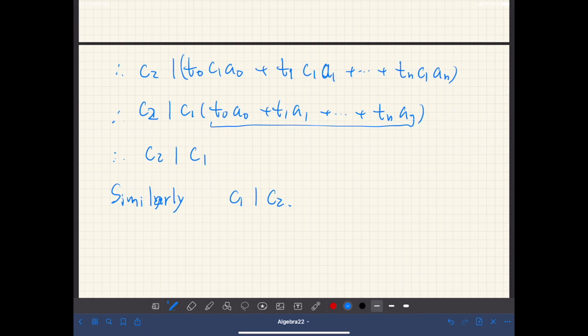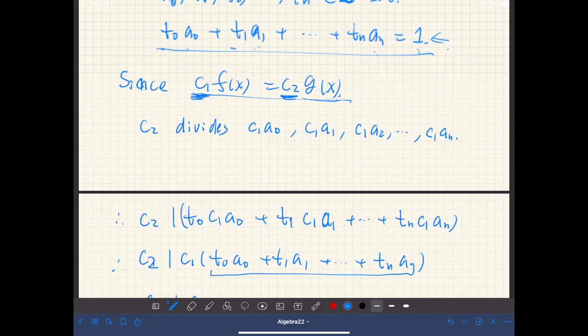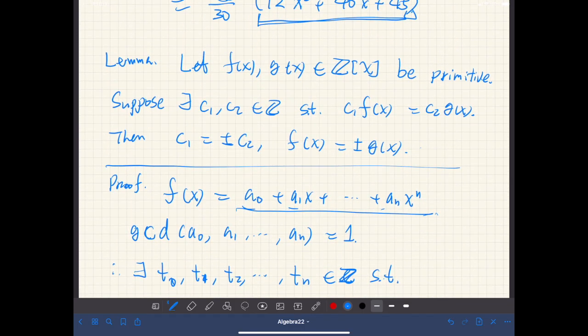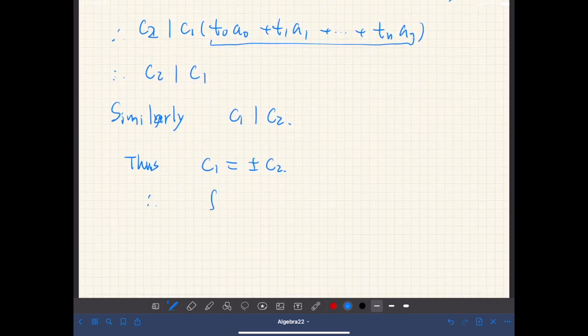Therefore we have C1 is equal to plus or minus C2. And if we substitute this into this, then we have f of x is equal to plus or minus g of x. And we are done.